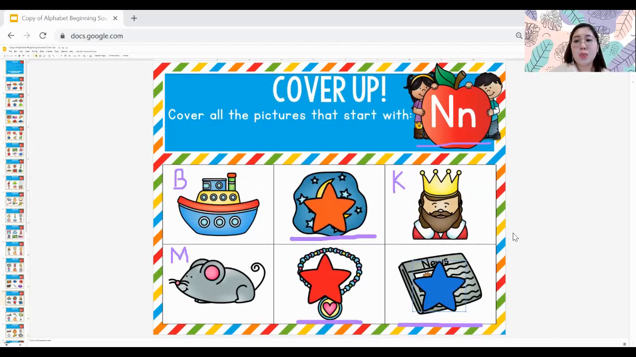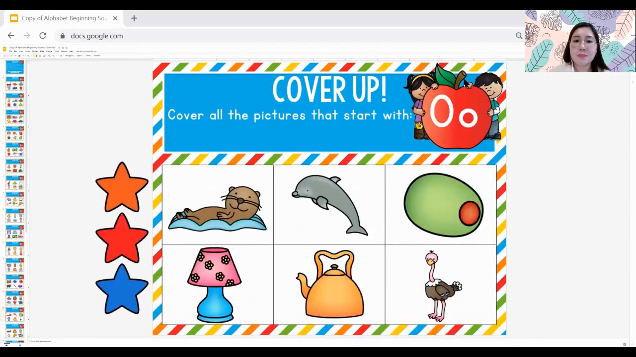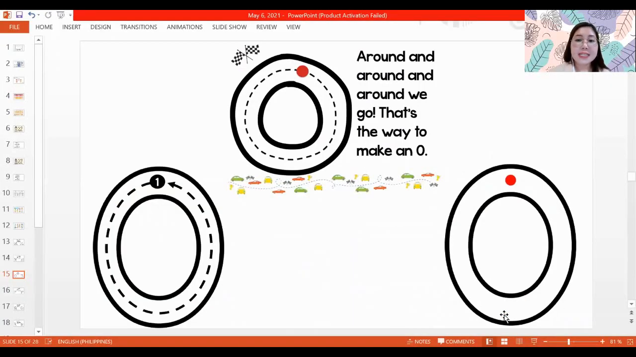Now, let's see what the next letter is gonna be. It's the letter O. Around and around we go. That's the way to make an O. So, it's just like a circle. So, we just start at the top. We make a curve. Go down all the way up. And we close. So, let's practice writing that again.